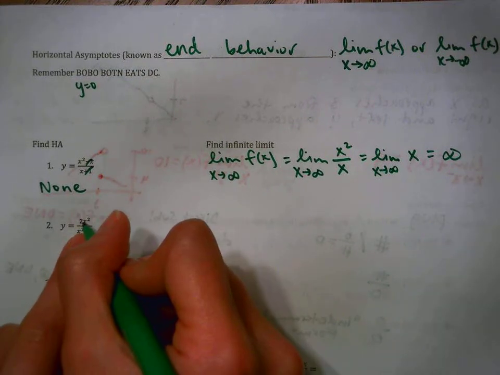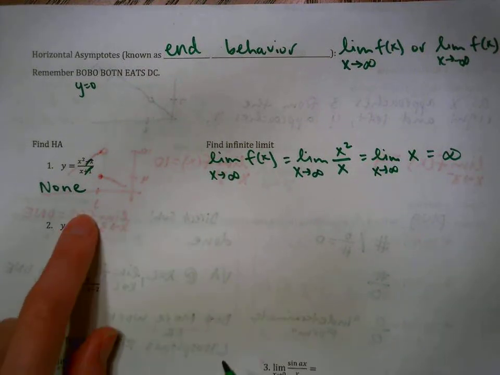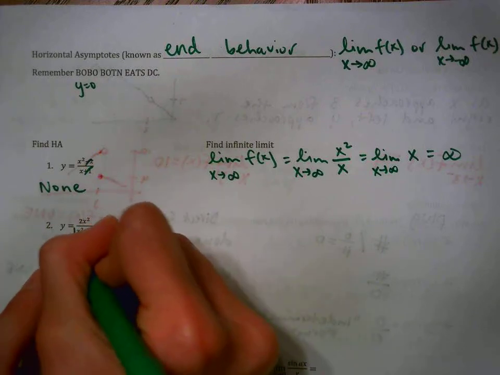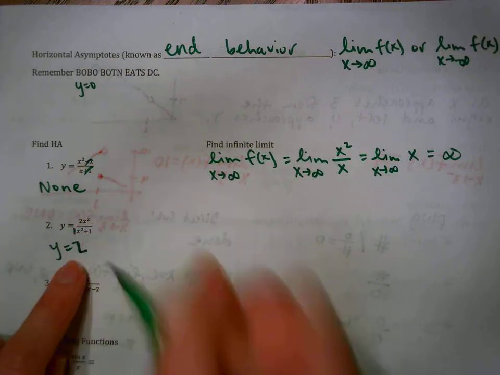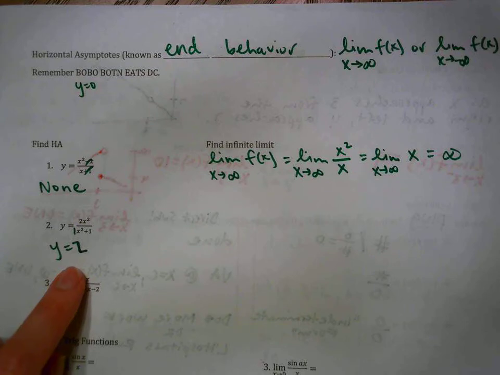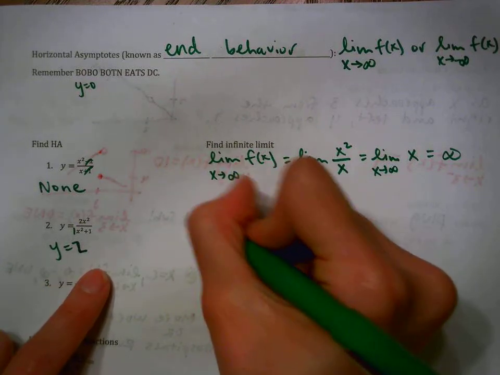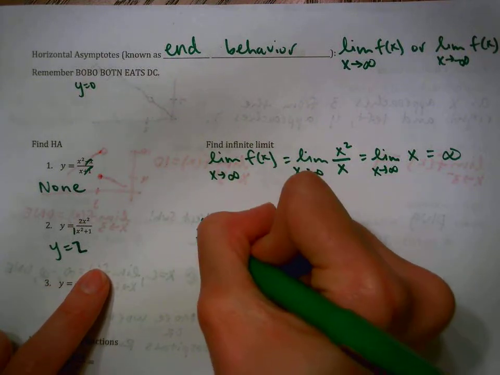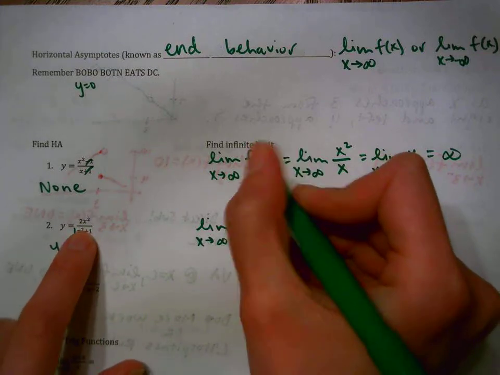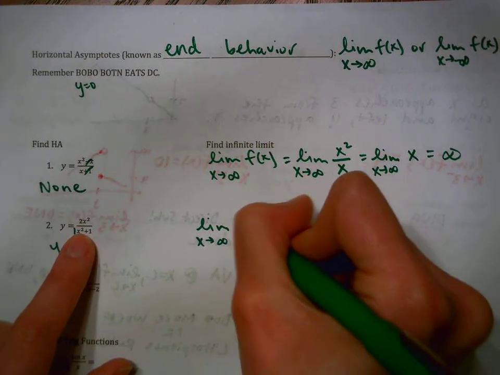Here, the exponents are the same, so you divide the coefficients. So it's 2 over 1, so your horizontal asymptote is what? 2. So then what does that mean for the limit? As x approaches infinity of, instead of writing f of x, I'm going to actually write it. I don't know why I did that the first time.